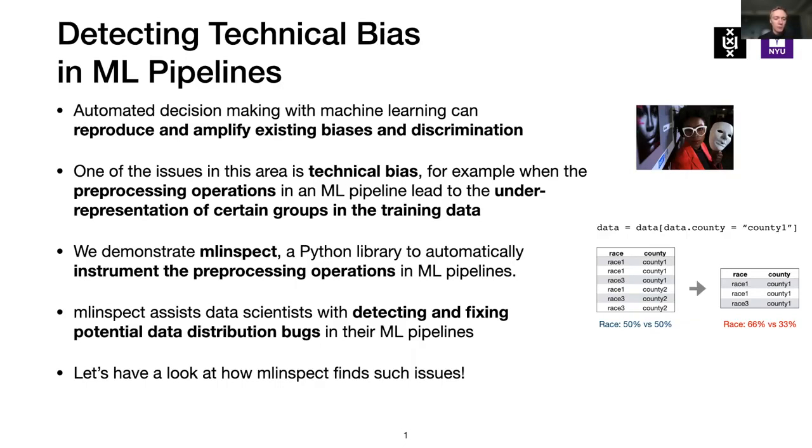We recently proposed mlinspect, a Python library to automatically instrument pre-processing operations. While fairness cannot be fully automated, we can assist data scientists with finding and fixing these data distribution bugs and with inspecting their pipelines. Now let's take a look.